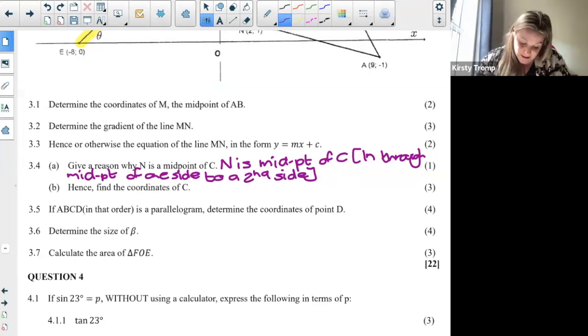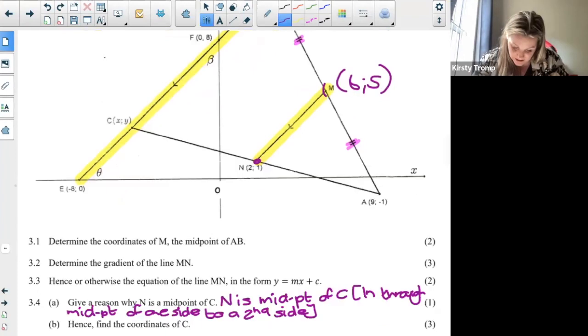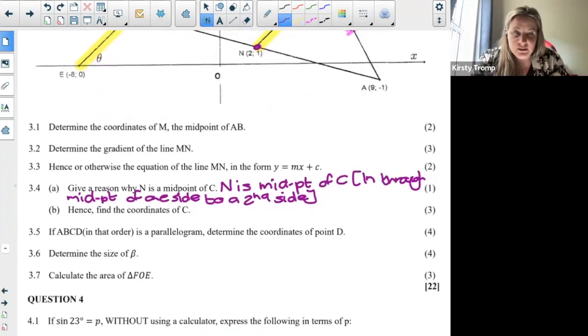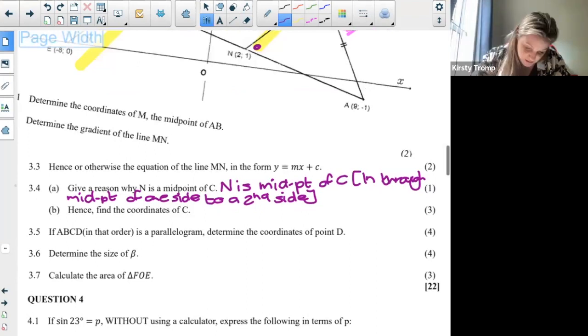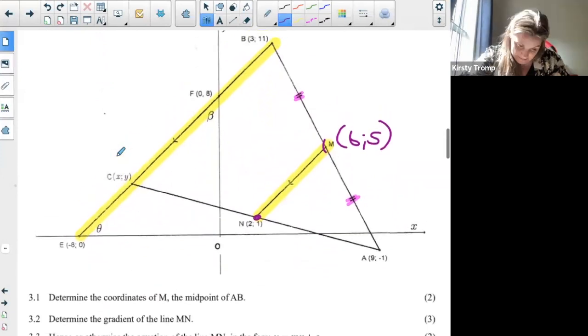All right. B says to us, hence, find the coordinates of C. Hence, find the coordinates of C. So what are the coordinates of C? Okay, let's look at C. Oh, my goodness. All right, so here we go. Here's my drawing back. Here's C.